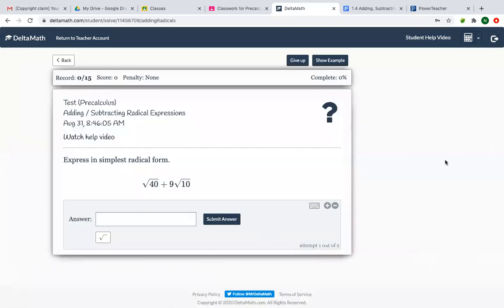Okay, so looking at this one, the first thing I need to do is get them to have the same base. What I mean by the same base is the number under the radical. So what number under the radical do they have in common? 10. So how can I rewrite 40 in terms of 10? 2 root 10. 4 and 10.